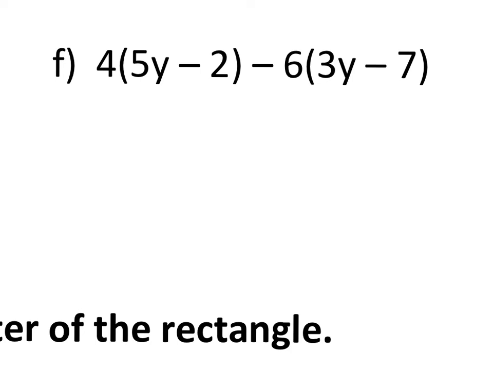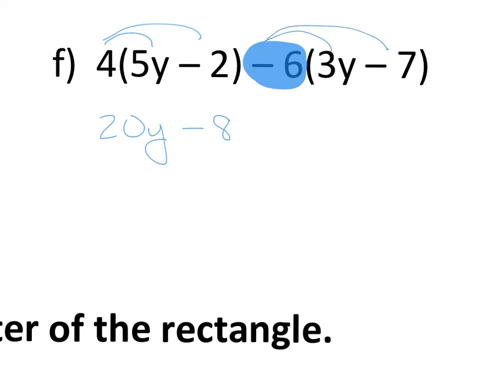Okay, so first thing you should have done is you should have distributed that 4 through to the first part there. So you've got 20y minus 8. Now be careful on this middle guy here. This is not a 6, it's a negative 6. So you need to distribute the negative 6 through. So I'm going to distribute that through, and I'm going to get negative 18y, and then a negative times a negative is a positive 42.